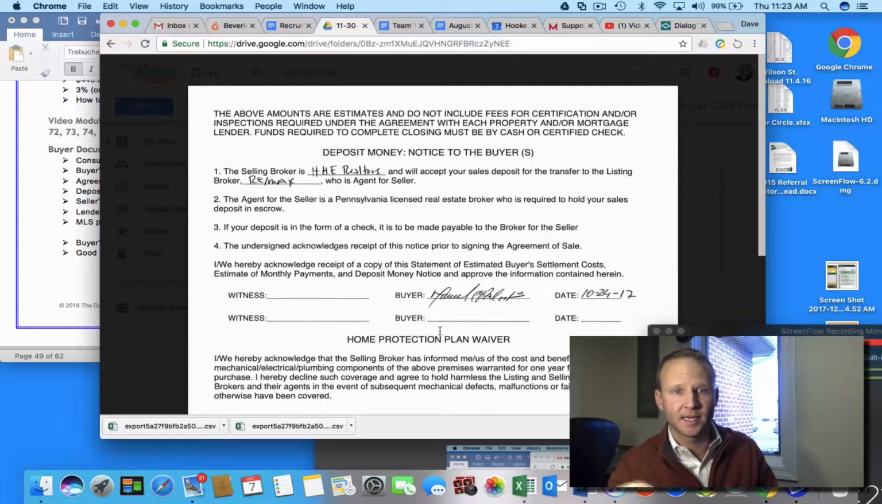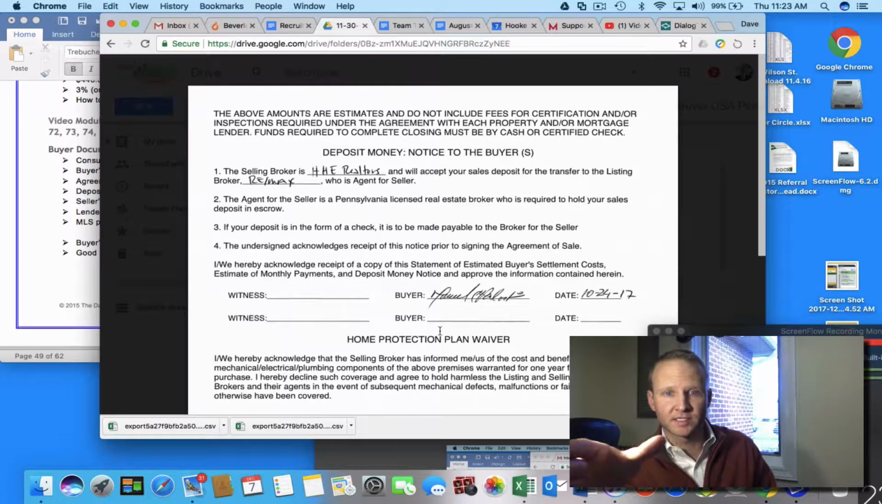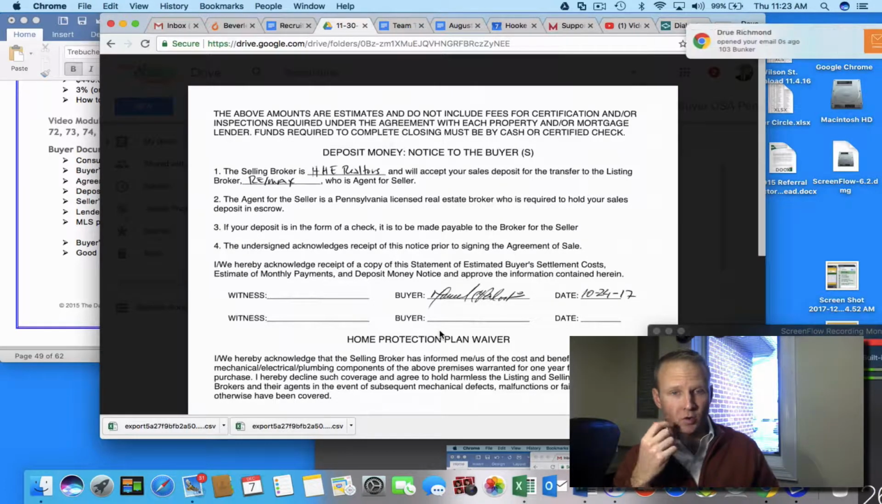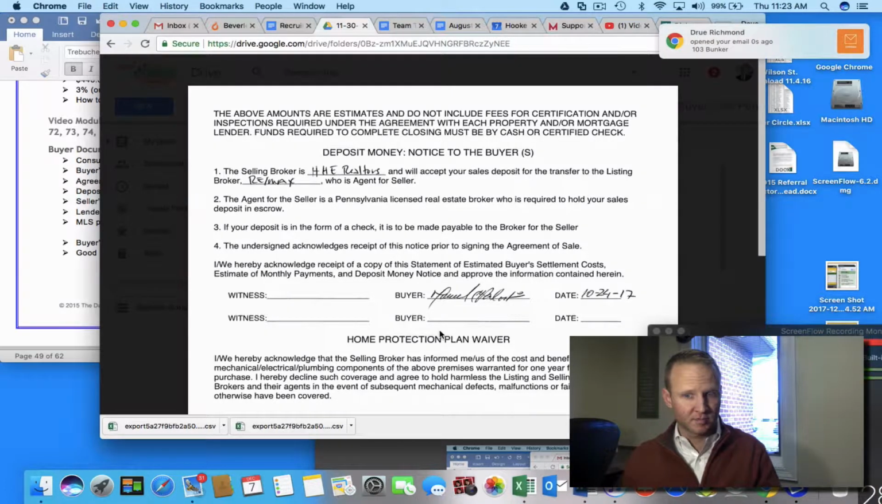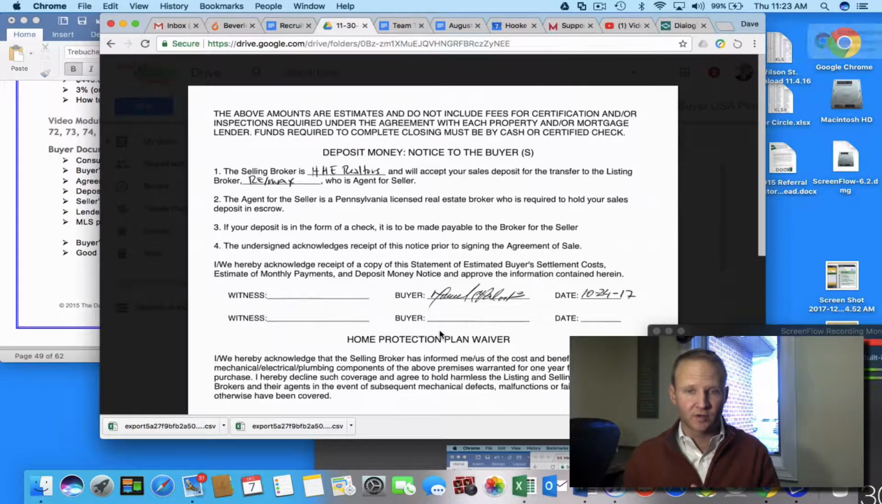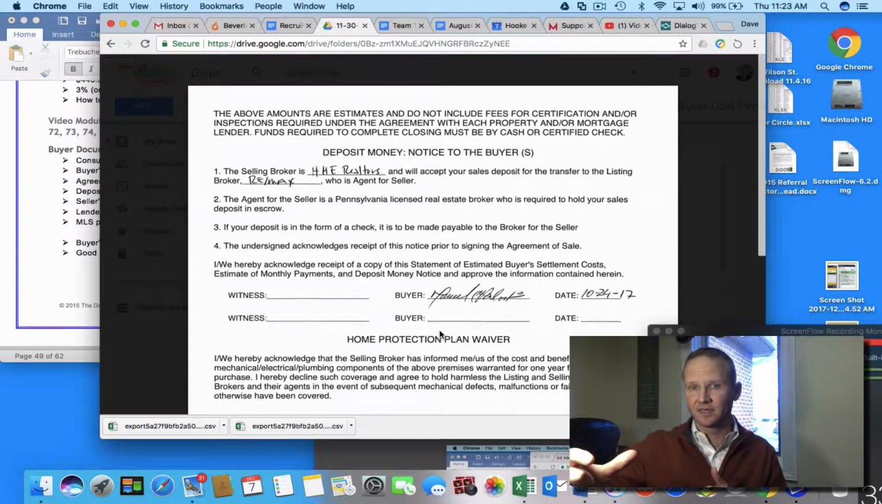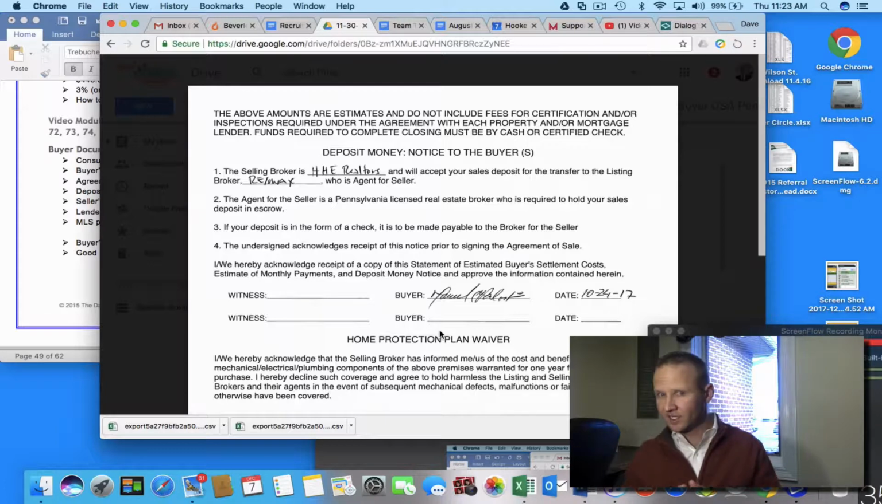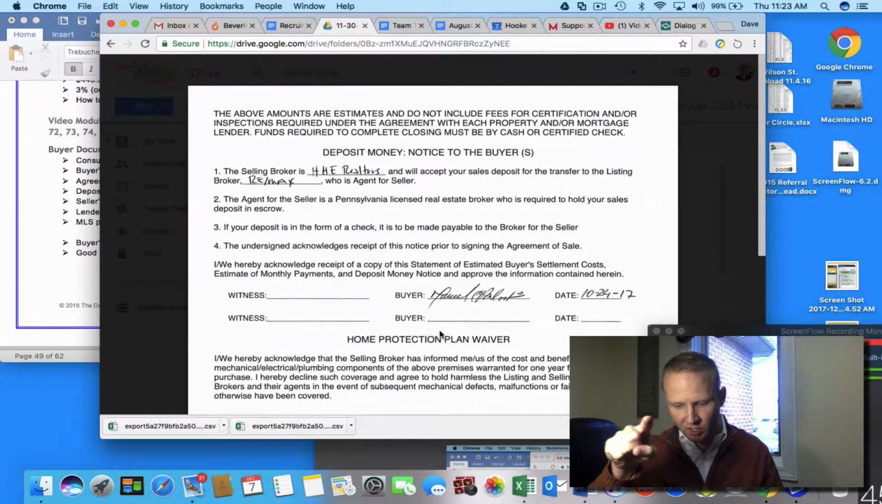It's not complicated. The purpose of this document is to let the buyers know that there's this thing called the deposit money, which is a check that's given when you put in an offer in Pennsylvania, and it's held, and there's governance over it. There are rules, and we talked in the agreement of sale about how on page 2 we put $1,000 deposit the buyer put up, and the fine print said it's held by the listing broker for the seller unless otherwise stated.